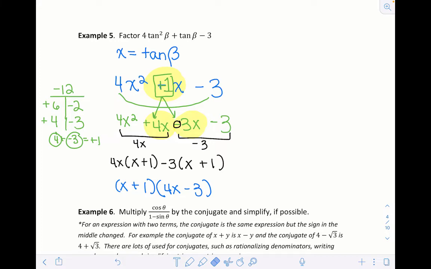But let's keep in mind, in our original expression, we did not have any x's. We introduced that. So we don't really have our answer until we go back and substitute back. In this case, replace all of our x's with tangent beta. So the final answer would be tangent of beta plus 1 times, oh, I should squeeze a 4 in there first, 4 tangent of beta minus 3 is our final answer.